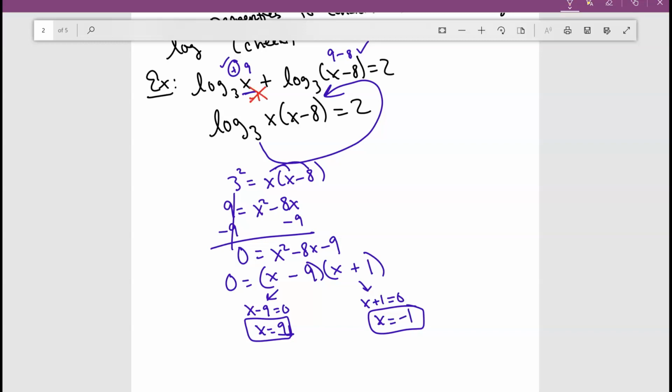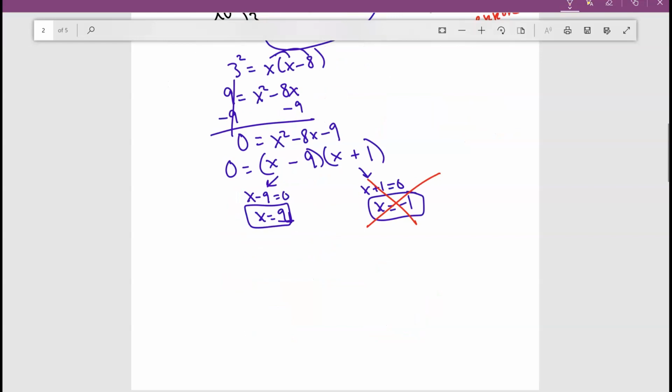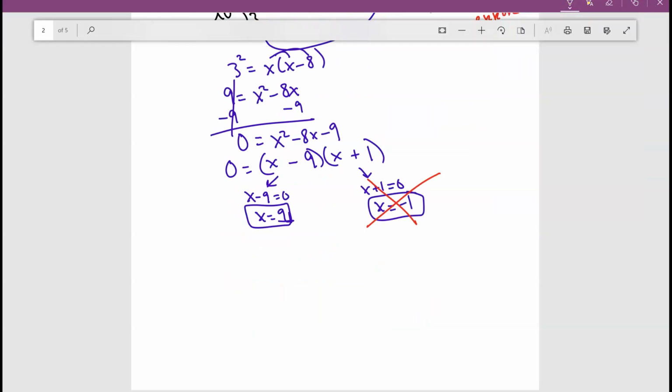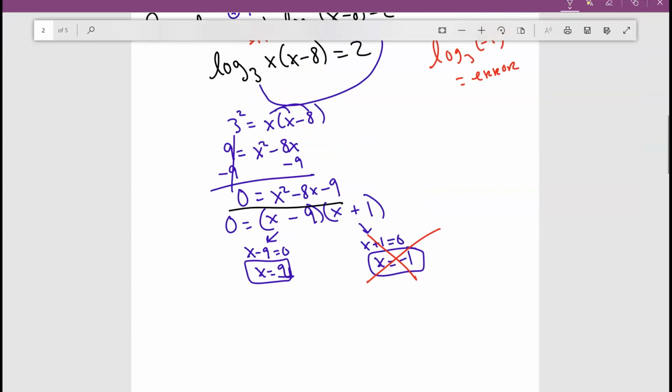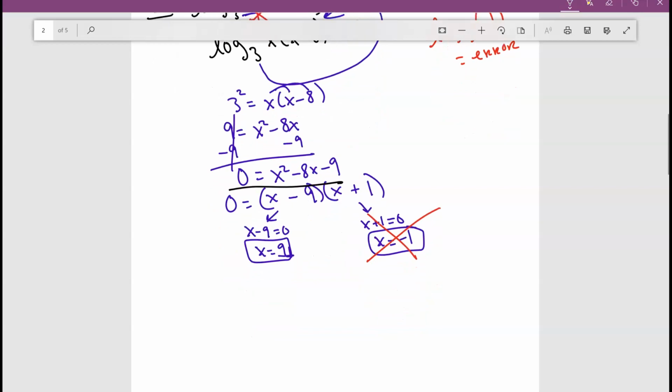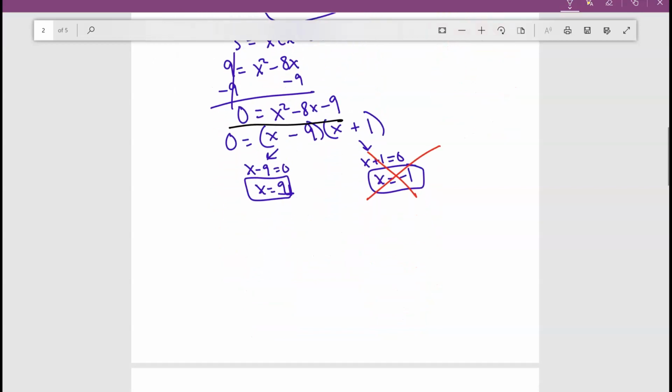So it's not going to be a solution, because the log 3 of a negative 1 is going to give you an error in the calculator, and you can try that out. Okay, so the negative 1 is not a solution. It's just x equals 9. So you always want to check this. You'll find them because you're solving a quadratic, and the quadratic doesn't know that initially it was a log.